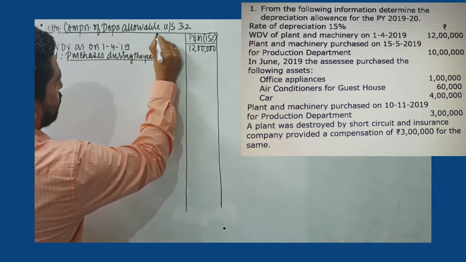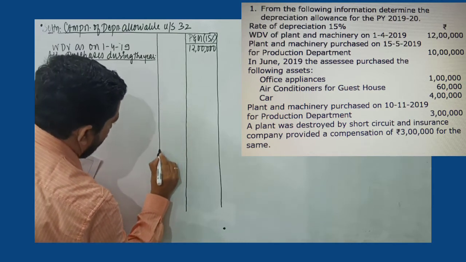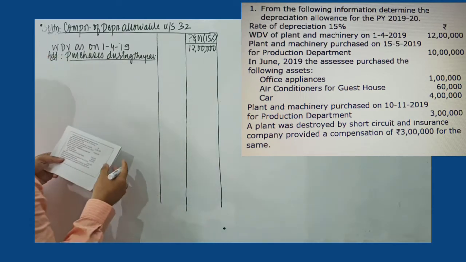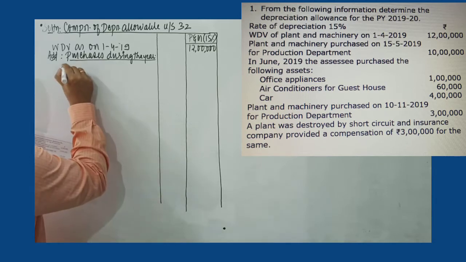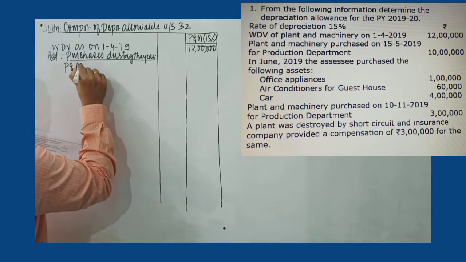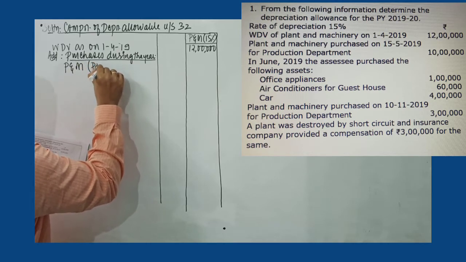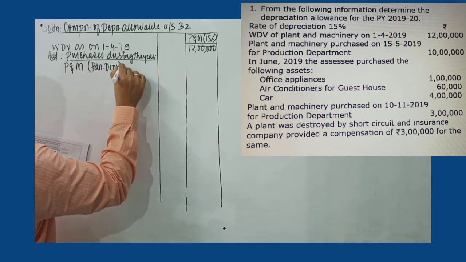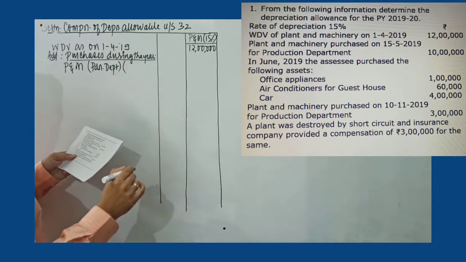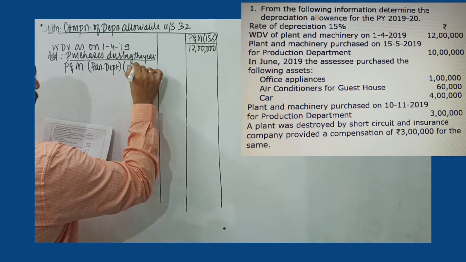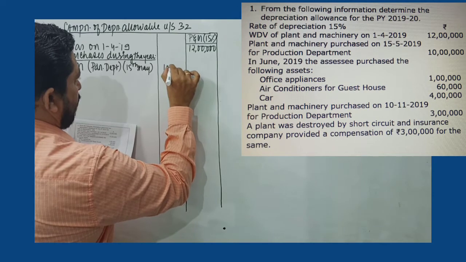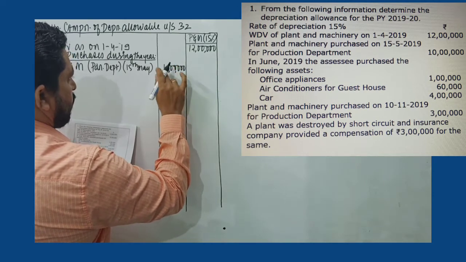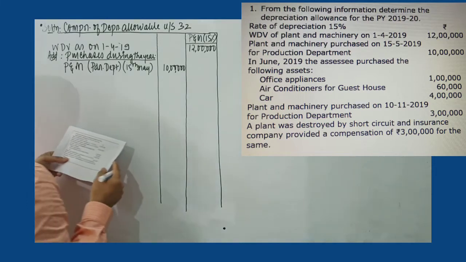So we can just prepare one more amount column here. Purchases during the year. Plant and machinery purchased on 15th of May 2019 for production department. So I record over here plant and machinery, production department, because this is very important for us, and the date of purchase, which is 15th of May 2019, and the value of purchase I can record is 10 lakh rupees.